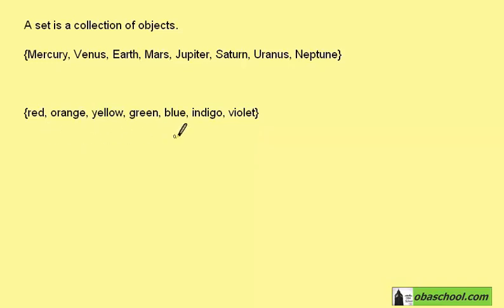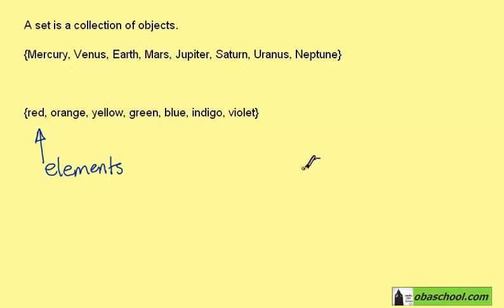The individual members of a set are known as elements. So we can see that this set here has 8 elements. This set here has 7 elements.